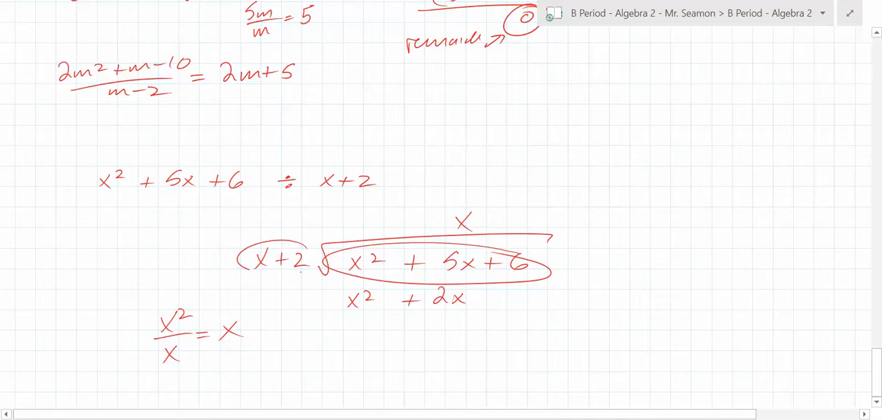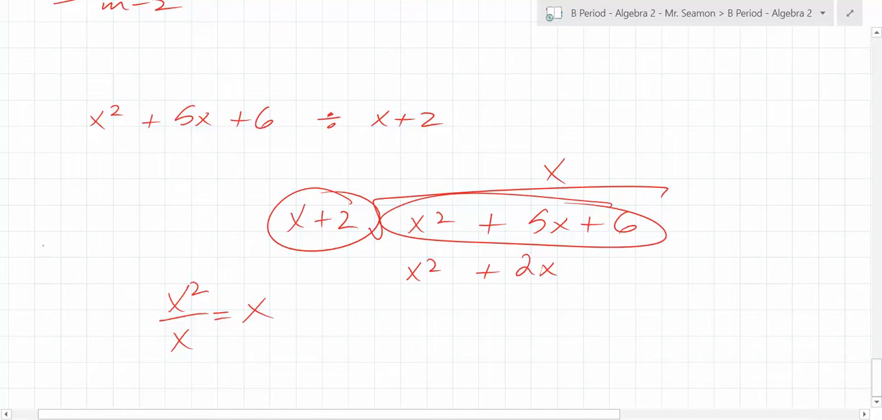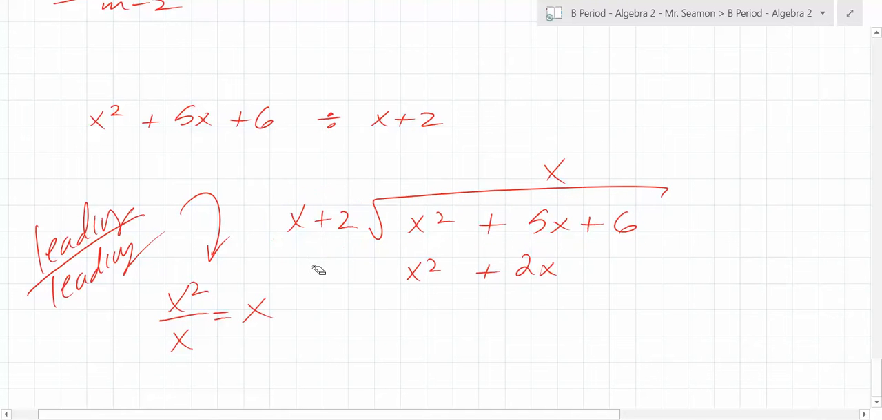Leading over leading. Okay, ready? Try it again. I guess I wasn't clear. What is the leading term of this? X squared is the leading term. What's the leading term here? Leading term over leading term. That's what we just did right here. X squared over x. What is x squared over x?